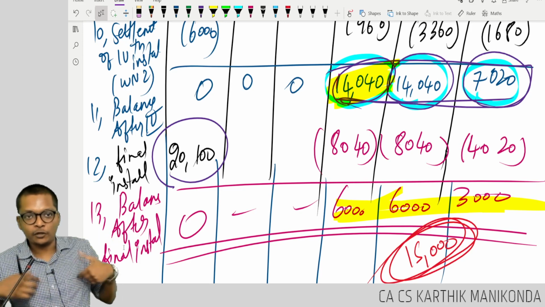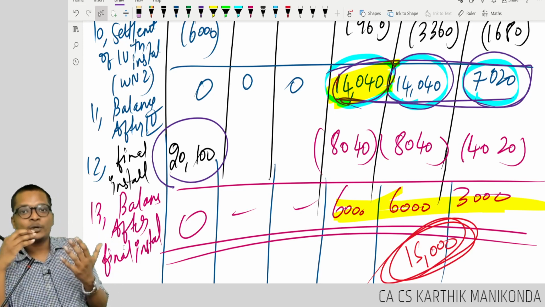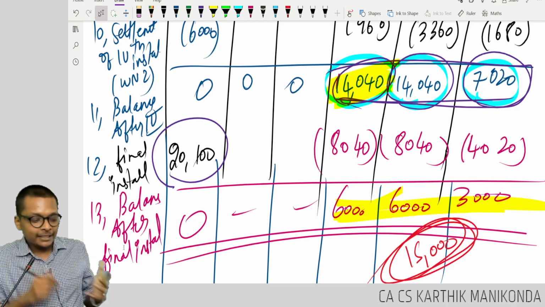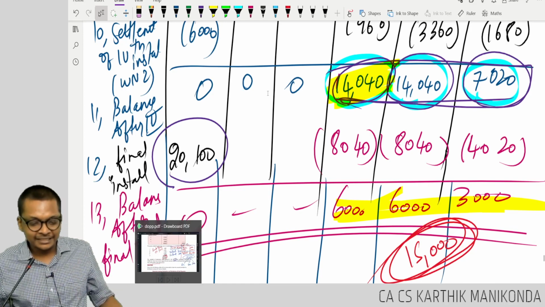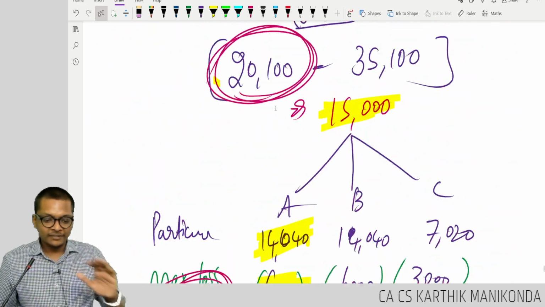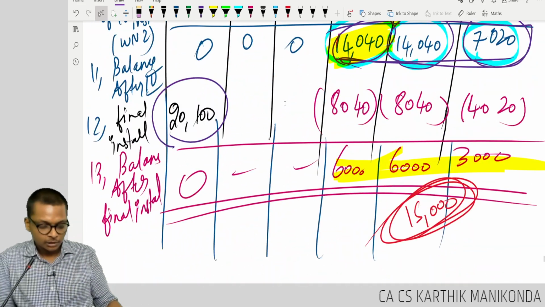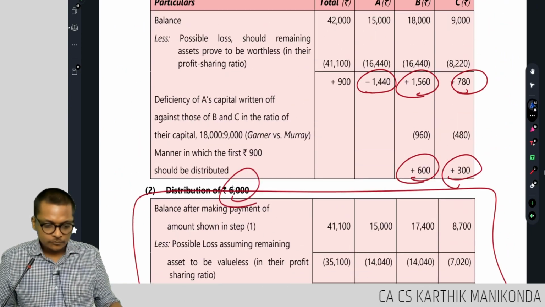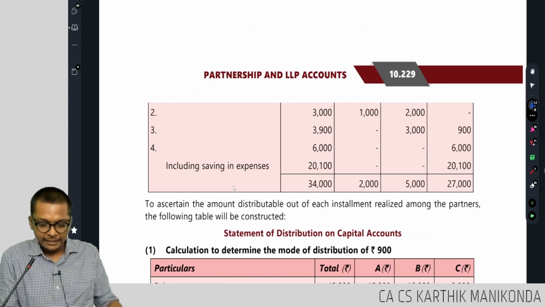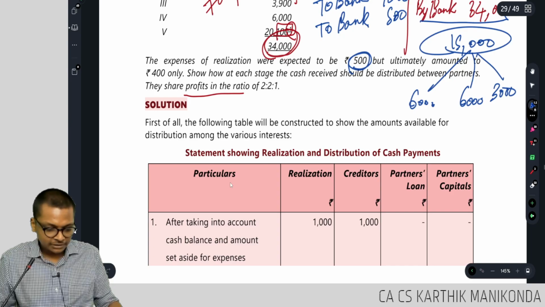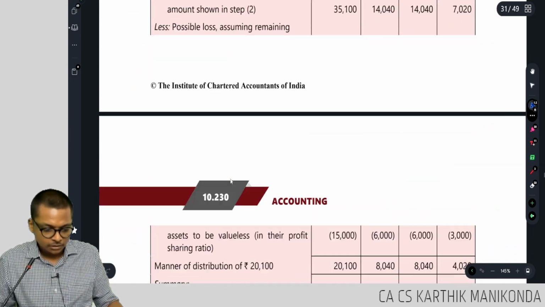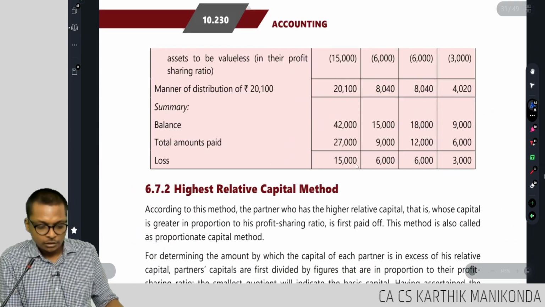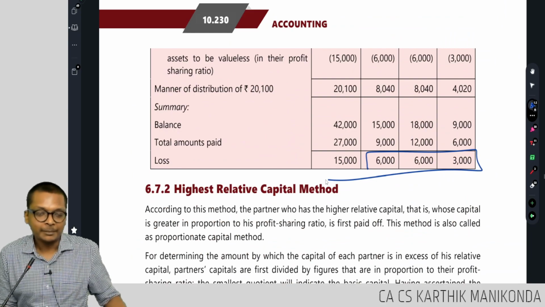In reality, if at all after clearing CA, you get a chance to do winding up for a company, that was one of the first jobs I got after I cleared my CA. With this, the sum is over, guys. Understood? If you look at this, the ending statement he didn't prepare. Okay, they didn't prepare it here. 6,000, 6,000, and 3,000.